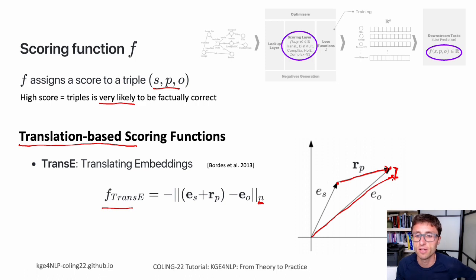Now the rationale is that the closer the distance, the higher the chances that the triple is true, because it means that if the subject plus the predicate type makes you go into a very close area in the embedding space as the embedding of the object, it means that probably that triple is factually correct. So this is how the scoring function of translating embedding works, the rationale of it.